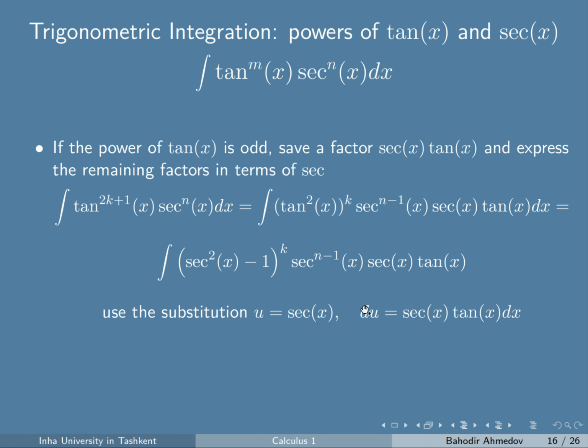So now we're going to introduce the substitution. u is going to be secant, and the derivative of the secant is secant of x multiplied by tangent of x multiplied by dx, right? So this term, with the dx, is going to be du, and everything else can be written in terms of u. So this is going to be u squared minus 1 to the power of k, this is going to be u to the power of n minus 1, and this is going to be du simply.